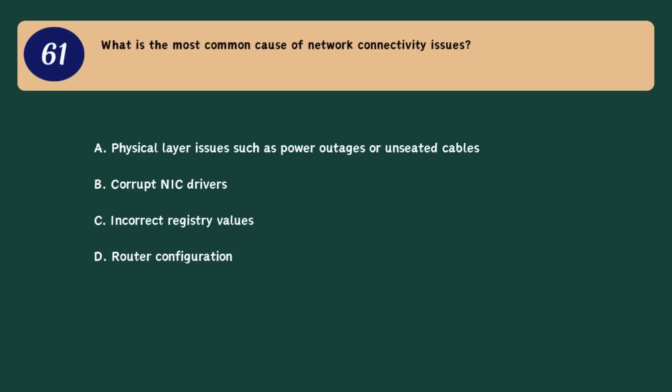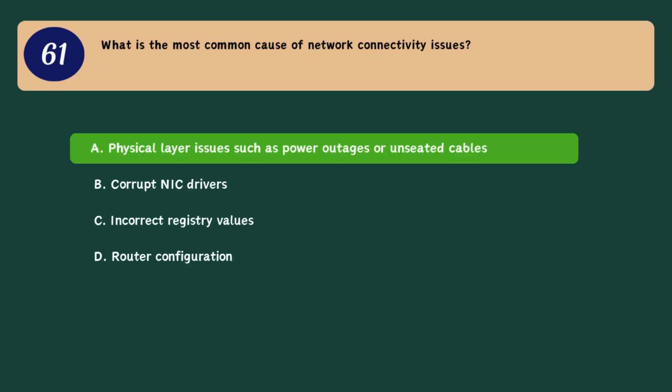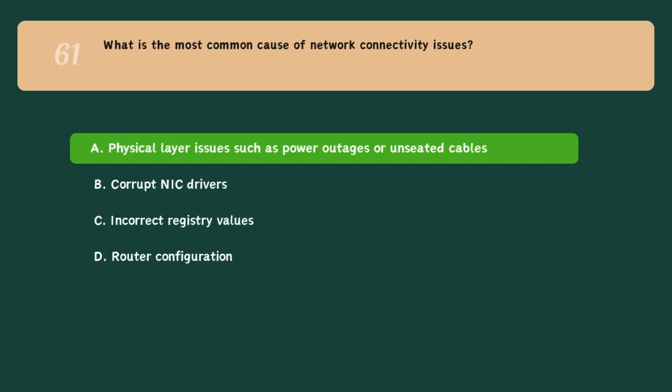Question 61. What is the most common cause of network connectivity issues? A. Physical layer issues such as power outages or unseated cables. B. Corrupt NIC drivers. C. Incorrect registry values. D. Router configuration. Correct answer. A. Physical layer issues such as power outages or unseated cables.